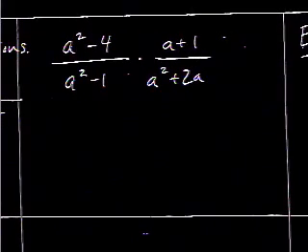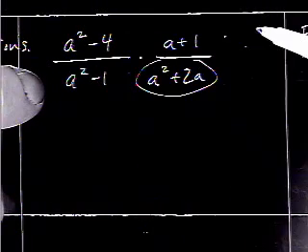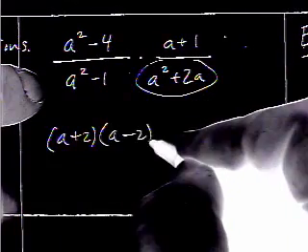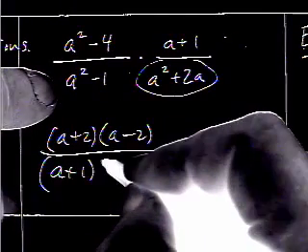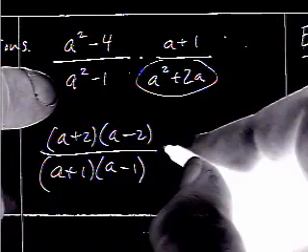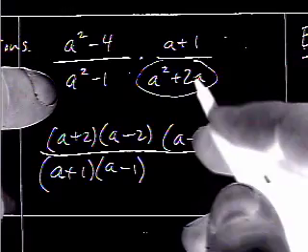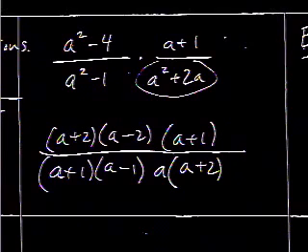Okay, so I've got this particular problem. No GCFs. Oh, I see a GCF right down there, but we'll deal with that in a second. A difference of squares there, a plus 2, a minus 2. I see a difference of squares in that denominator, a plus 1, a minus 1. I see a numerator of a plus 1, and I see a denominator of a times a plus 2, because I took out the GCF. Remember, this is one giant happy family. Numerators all together, denominators all together.